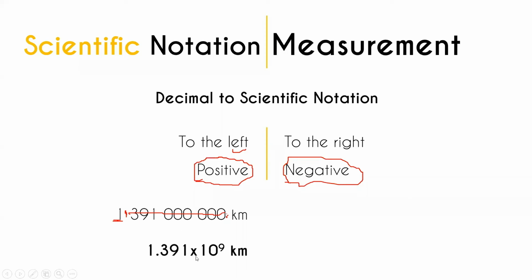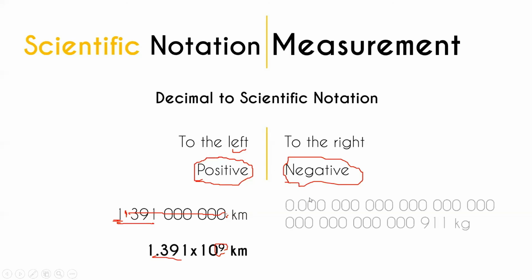So ganyan lang. Yan lang ang format. So itong naiwan, yung naiwan na numbers, ito, and then times 10, and then kung ilang beses ka nag-move, that's the exponent. So ganun lang ang scientific notation. Now let's have another one. What if this is the case?